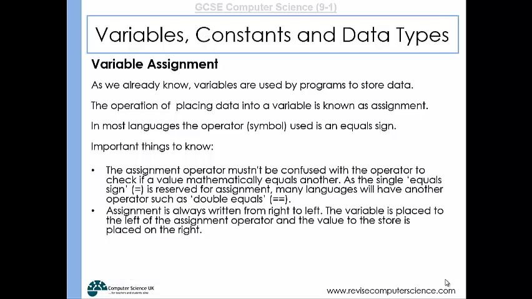Assignment is always written from right to left as well, so the variable is placed to the left of the equal sign and the value that you want to put into that variable is put to the right, like so. And you can read that as x becomes 7.